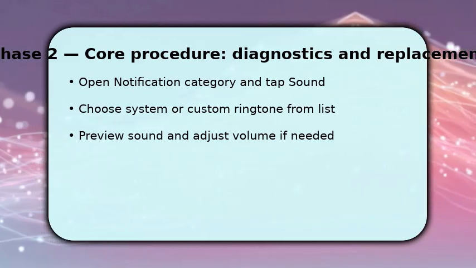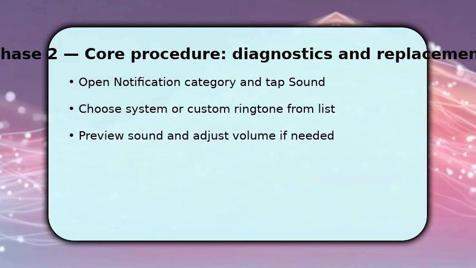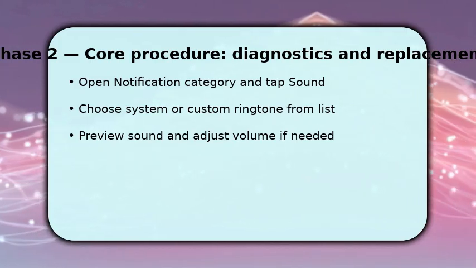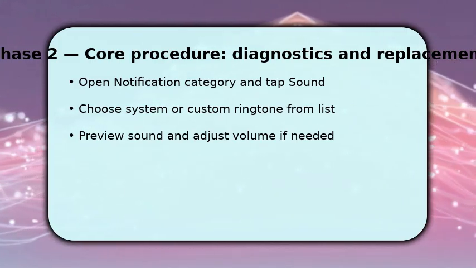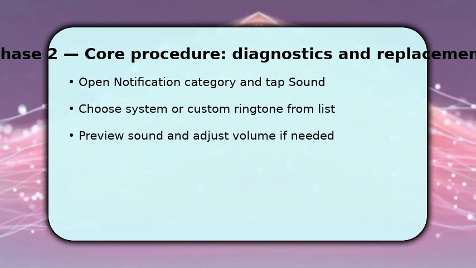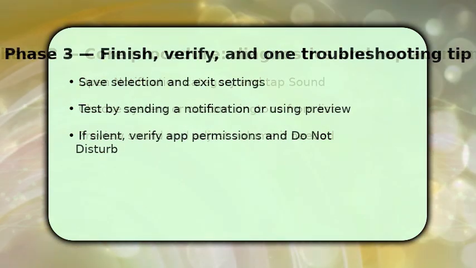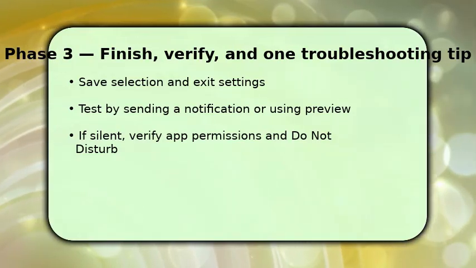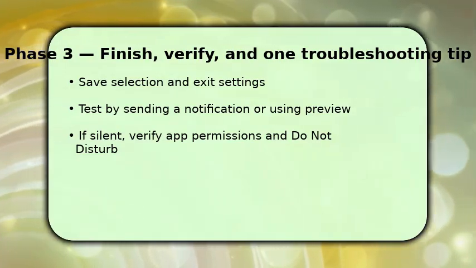Make sure to listen with your usual environment in mind. If the volume or clarity isn't right, adjust the media or notification volume slider. Then preview again until the alert feels distinct and appropriate for that app. Finish by saving your selection, tap OK or Save, then exit settings.